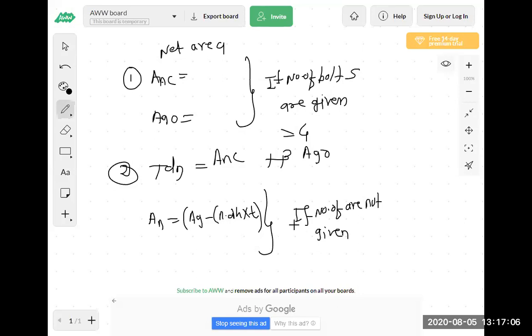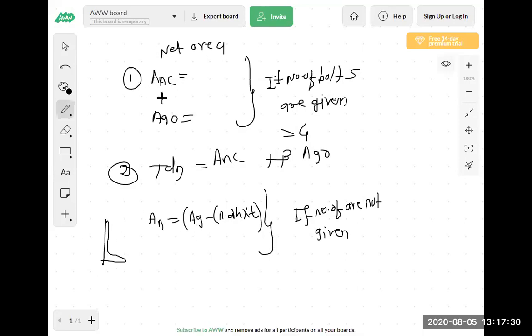So if the number of bolts is not given, at that time you have to use this AN formula instead of ANC and AGO. So AN is directly AG minus N into DH into T. AG is the gross area of the angle. This is the angle, so the whole area of this angle is the AG.